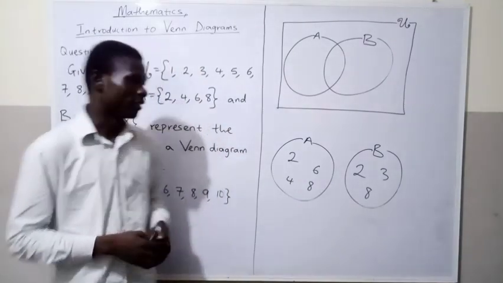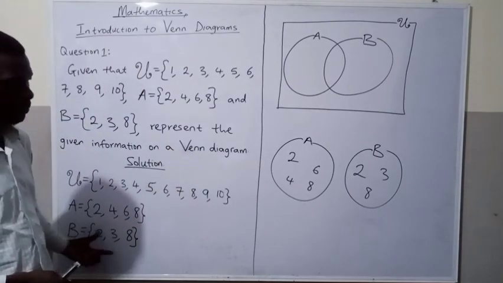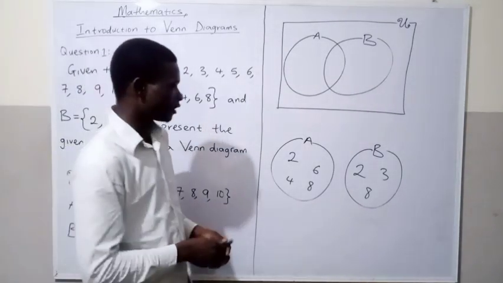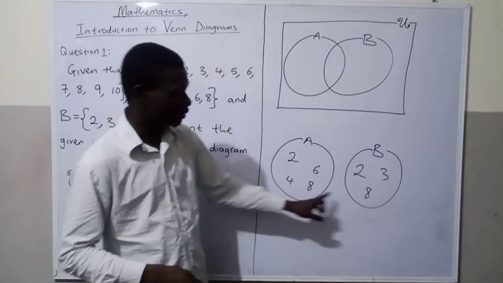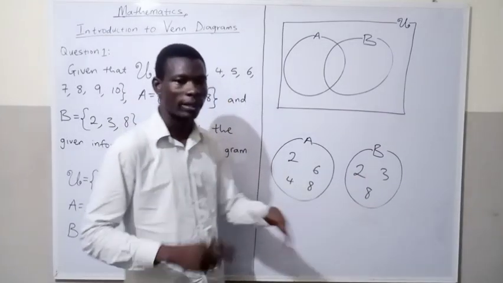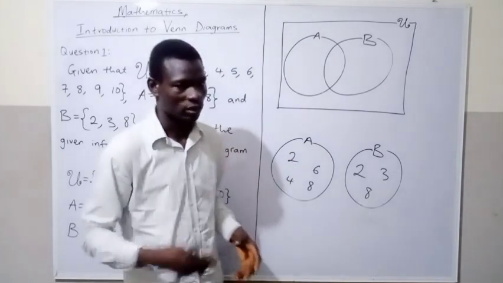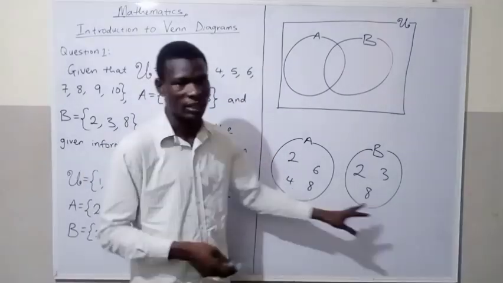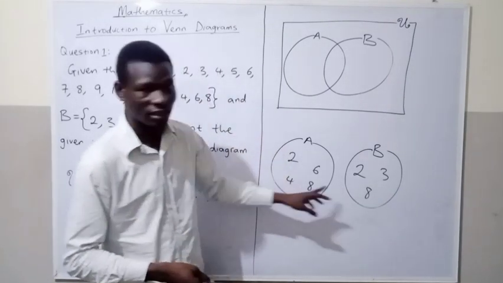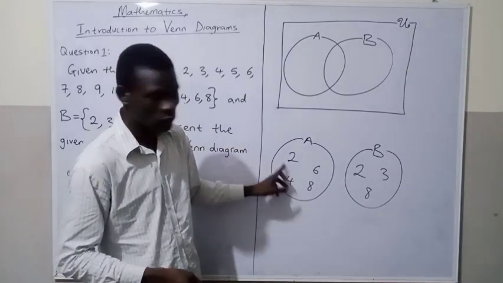Now, normally, if we look at A and B, they have some elements in common. For example, 2 is in set A, it's also in set B. 8 is in set A, it's also in set B. When two sets have elements that are common, we say that is the intersection of those two sets. So we are going to start with the intersection of these two sets, and the intersection of these two sets contains the elements 2 and 8.